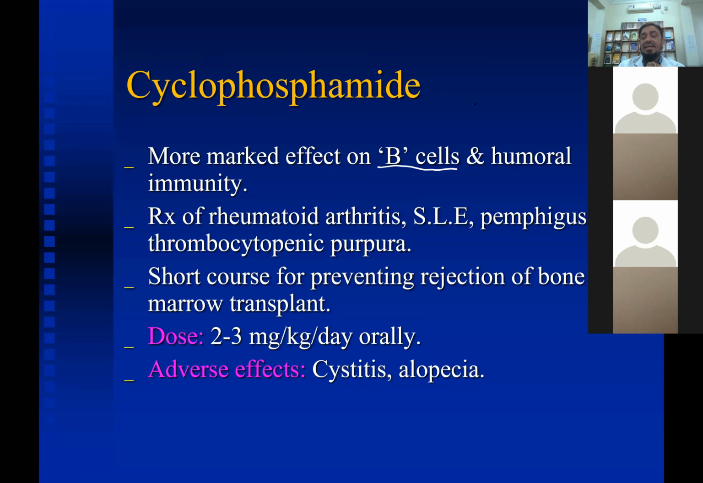Cyclophosphamide, as an immunosuppressant, has a more marked effect on the B cells and humoral immunity. It is used for treatment of rheumatoid arthritis, SLE, pemphigus vulgaris, and idiopathic thrombocytopenic purpura. But you should take care that it has toxicity, and it should not be given as a first line drug for these conditions.